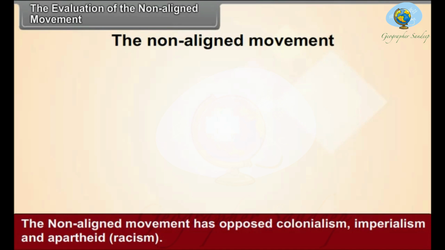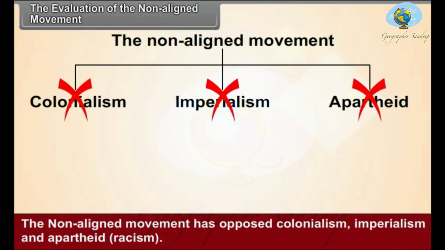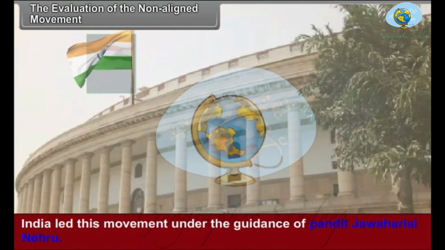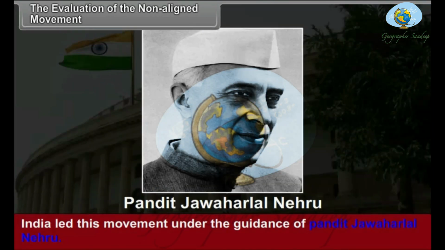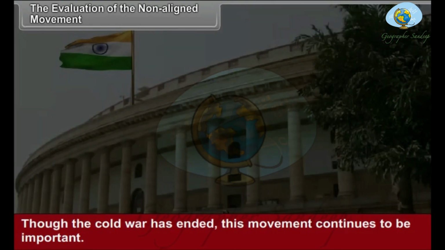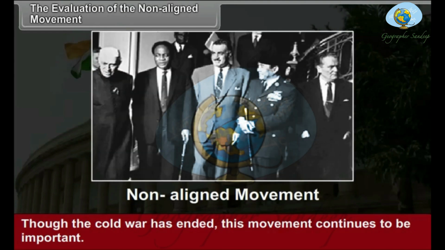The evaluation of the non-aligned movement. The non-aligned movement has opposed colonialism, imperialism, apartheid and racism. It has encouraged the use of peaceful methods in resolving international disputes. India led this movement under the guidance of Pandit Jawaharlal Nehru. Subsequently also, India has been actively supporting the movement. Though the Cold War has ended, this movement continues to be important.